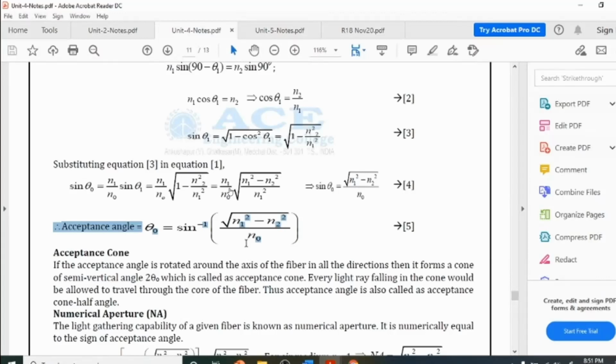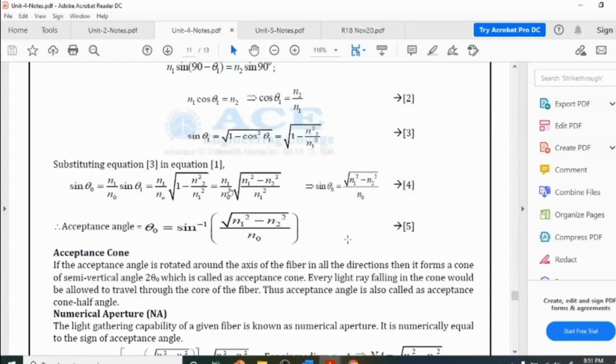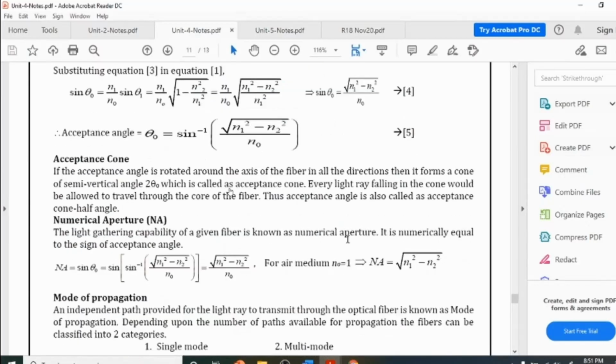Generally this one would be air. So therefore N0 would be 1. So you would be left with sin inverse of root of N1 square minus N2 square. So this is acceptance angle. Similarly, you can calculate the numerical aperture, which is sine of acceptance angle, that is this much. I would show you here. This is the sine of acceptance angle, which is numerical aperture.